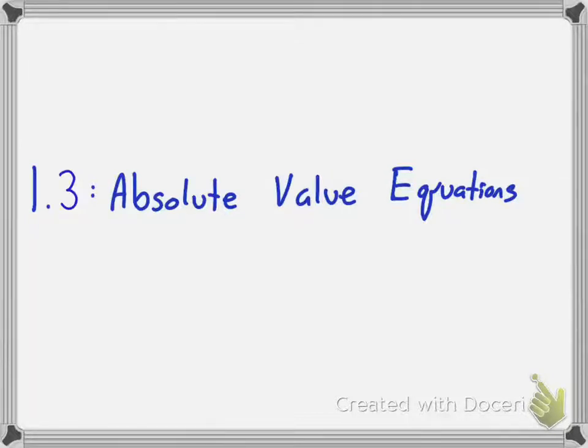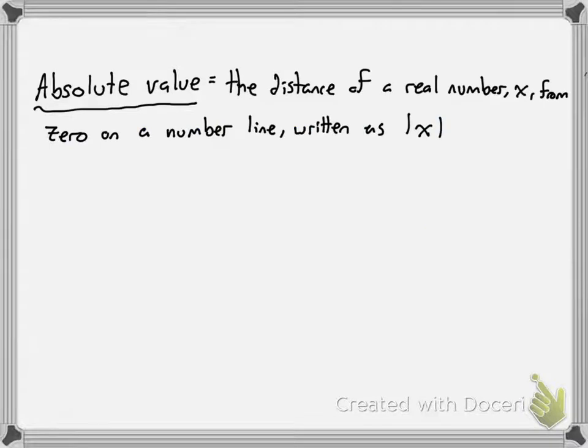In section 1.3, we're going to talk about absolute value equations. An absolute value is the distance of a real number x from 0 on a number line, and we write it as x with these bars over it.